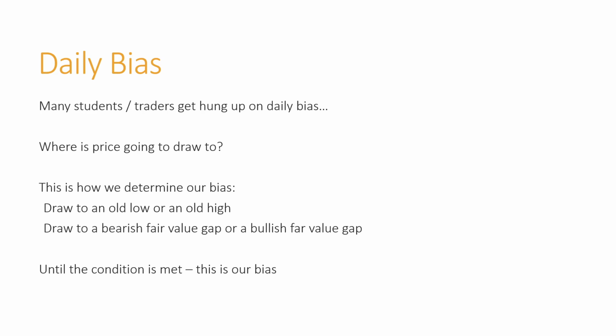And so how we do this is we look for price drawing to an old low or an old high, or draw to a bearish fair value gap or a bullish fair value gap. And until these conditions are met, then this is what our bias is. So this is a much more simple way of approaching bias. And obviously once you form your bias, until those conditions are met, that's what it is, regardless of what the market does or until your market structure changes.